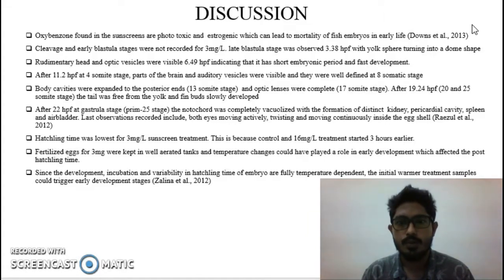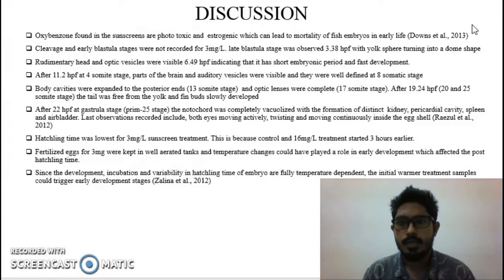Late blastula stage was observed 3.38 hours post-fertilization, with yolks turning into a dome shape. Rudimentary head and optic vesicles were visible 6.49 hours post-fertilization, indicating a short embryonic period and fast development. After 11.2 HPF, at the 4 somite stage, parts of the brain and auditory vesicles were visible and they were well defined at the 8 somite stage. Body cavities were expanded to the posterior ends at the 13 somite stage and optic lenses were complete at the 17 somite stage.